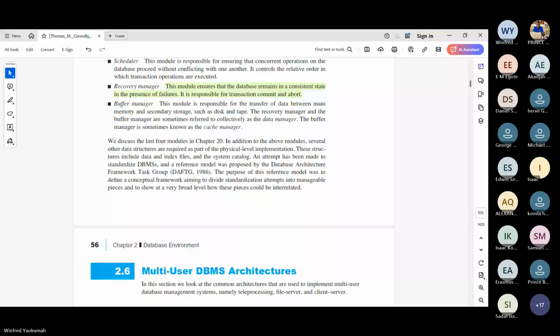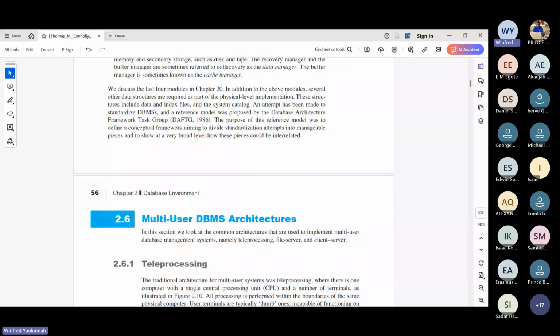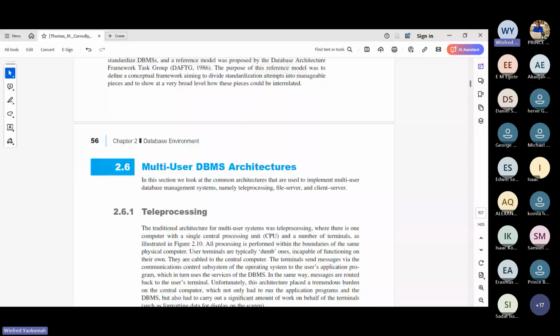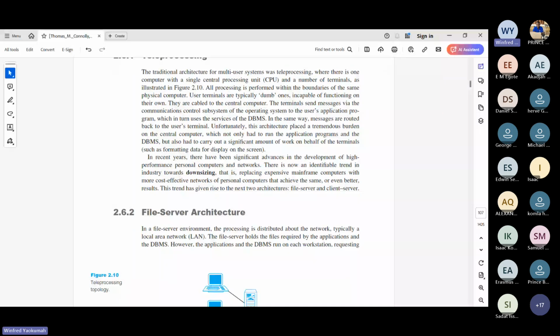Before we continue to look at the multi-user, I did mention earlier that databases are multi-user. If they are not multi-user, they will have been useless, because that means not many people, one person can only use it at a time. But they are multi-user. Is there any question on the floor?